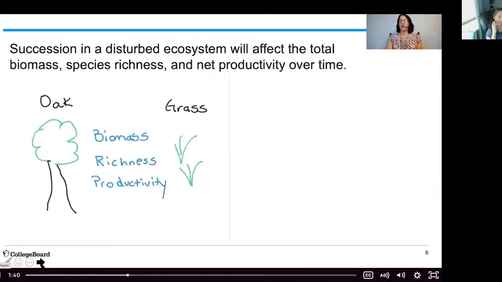Let's take a look at how productivity, biomass, and richness change during the disturbance of an ecosystem. So before she talks about net productivity or productivity in general, what is productivity a fancy word for? What process is productivity measuring? So on your whiteboard, what process, when we say the word productivity, are we talking about for an ecosystem?